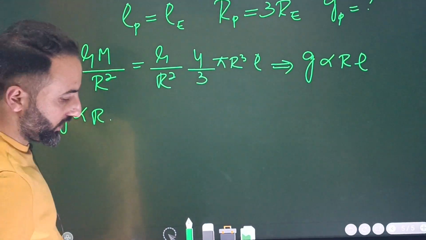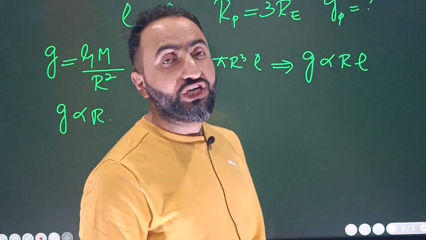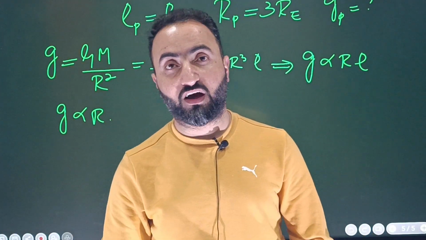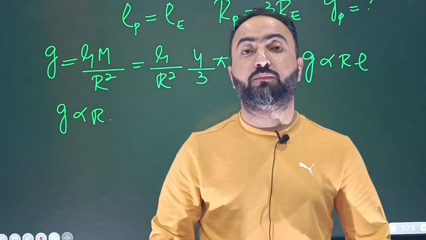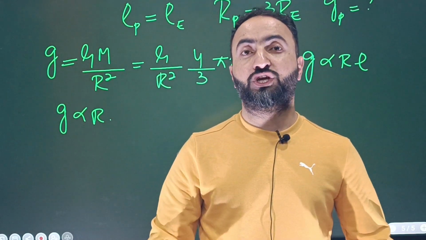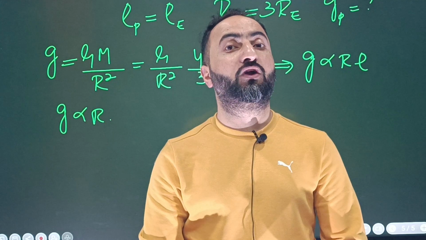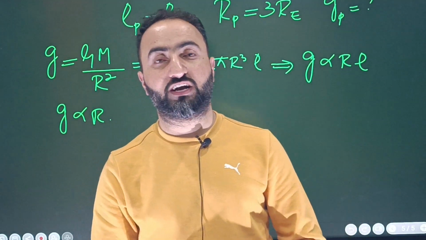g is directly proportional to r. So how does g depend on r? It depends on how g is proportional to r, and that will depend on which of the following parameters are constant. Is mass constant?